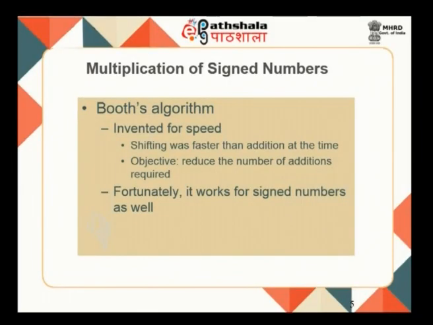The idea here is that Booth's algorithm was basically invented for speed, because earlier it was assumed that shifting was faster than addition at that time, and the other objective was to reduce the number of additions required. And fortunately, the main advantage of Booth's algorithm is that it worked for signed numbers as well. Earlier, when you have multiplication of negative numbers, you have to look at them as positive numbers, multiply them as usual, and then treat the sign bit separately. Now, Booth's algorithm gives you a uniform method of handling positive as well as negative numbers.